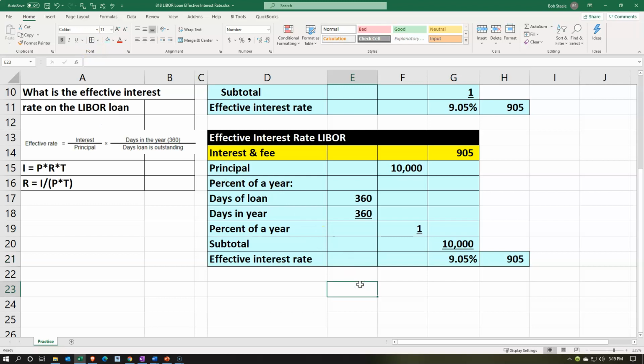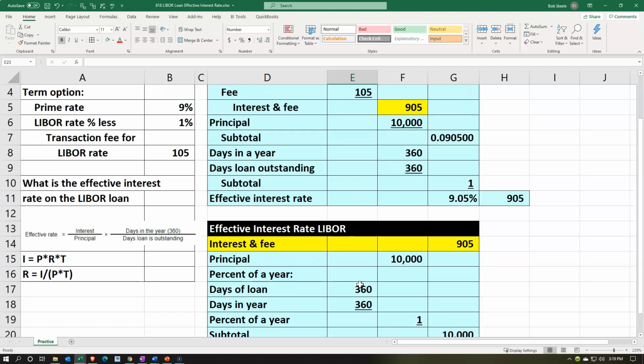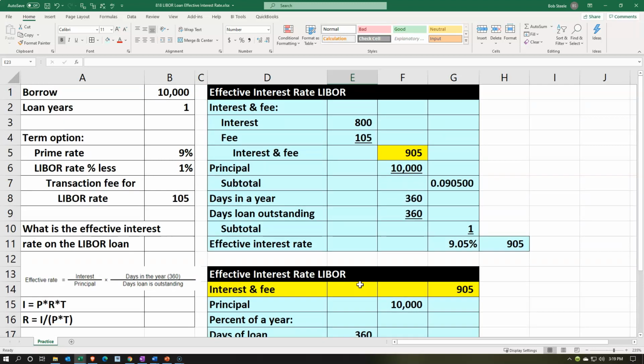So once again, this calculation allows us to basically compare loans that might have fees or a different loan structure to a standard loan structure so we can make effective decisions on them.